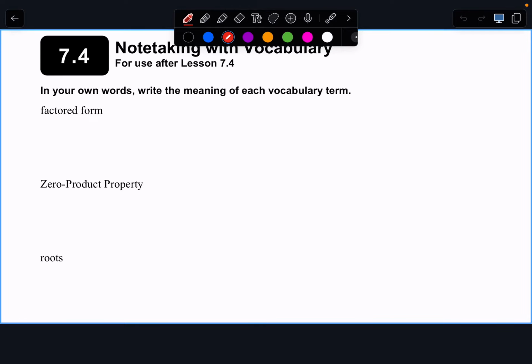Factors are things that we multiplied together. Factored form is when we have a polynomial and it's written as a product of factors. We write it as a multiplication problem.